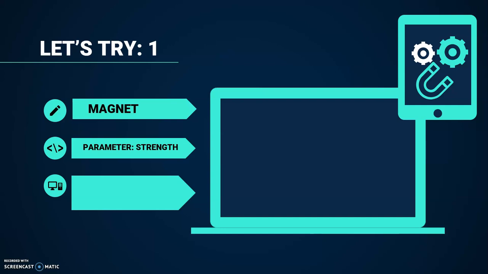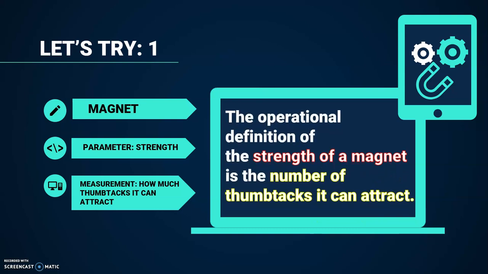Okay, one example that we can think of is how many thumbtacks it can attract. Okay, so to put it in a nice sentence, it's like this. The operational definition of the strength of a magnet is the number of thumbtacks it can attract. So now do you see that?